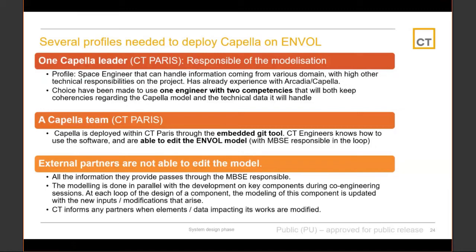Then the second stakeholder is a Capella team. They are CT engineers that work on the project and that are able to edit the model, so they can contribute to the part they are working on. They have been trained on how to use the model for their use, but they do not necessarily spend time to understand the whole Arcadia perspective. They know what they want to do in order to do their job in the best way possible. And to synchronize the Capella team, we use the Git embedded tool of Capella. And then there are the external partners.